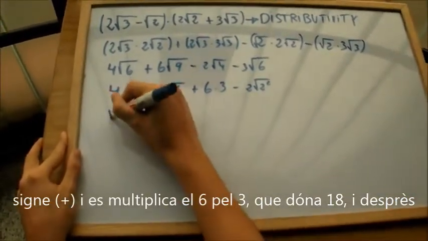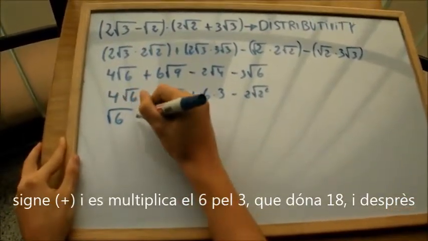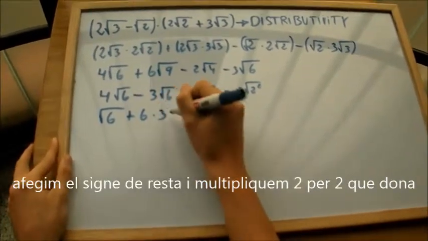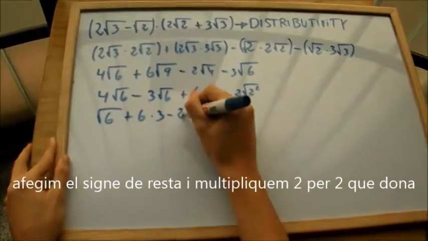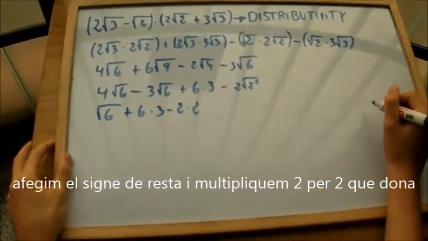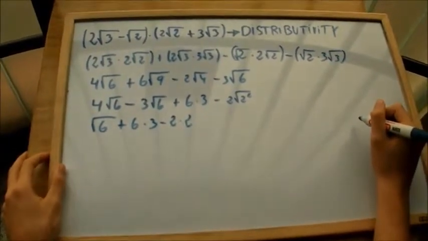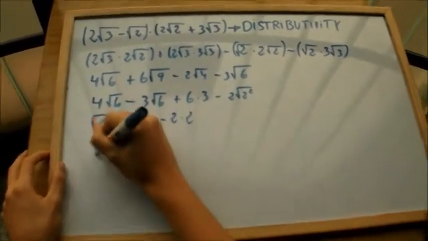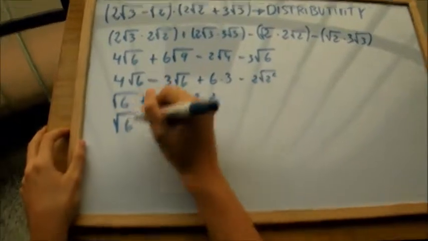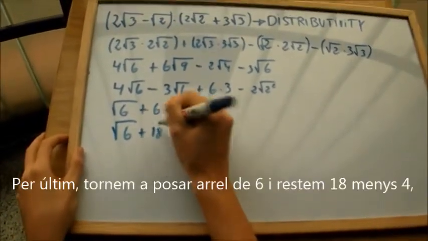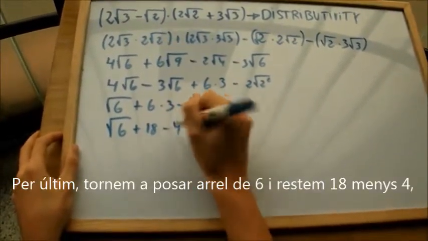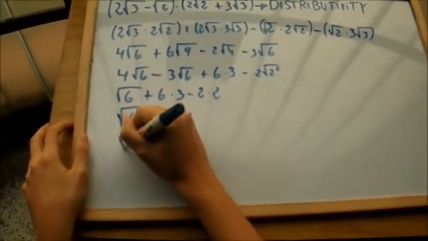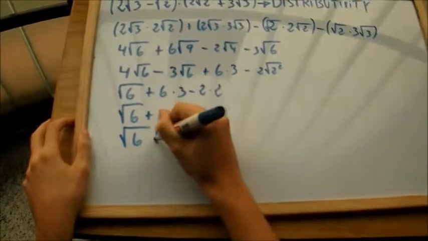Then the root of 6 stays the same. It gets the same plus sign, and we multiply it by 3, 6 and 18. And after we raise and multiply by 2, the sign gives 4. Finally, we put root 6 and we subtract 18 minus 4, which is 14. The end result is root of 6 plus 14 root of 2 raised to 2.